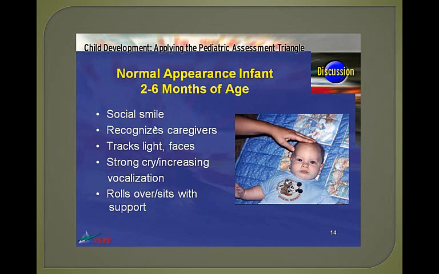In taking care of an infant 2 to 6 months of age, you should recognize that they start having a social smile. They do recognize caregivers. They track light and faces. They have a strong cry and increasing vocalization. They can roll over and sit with support.